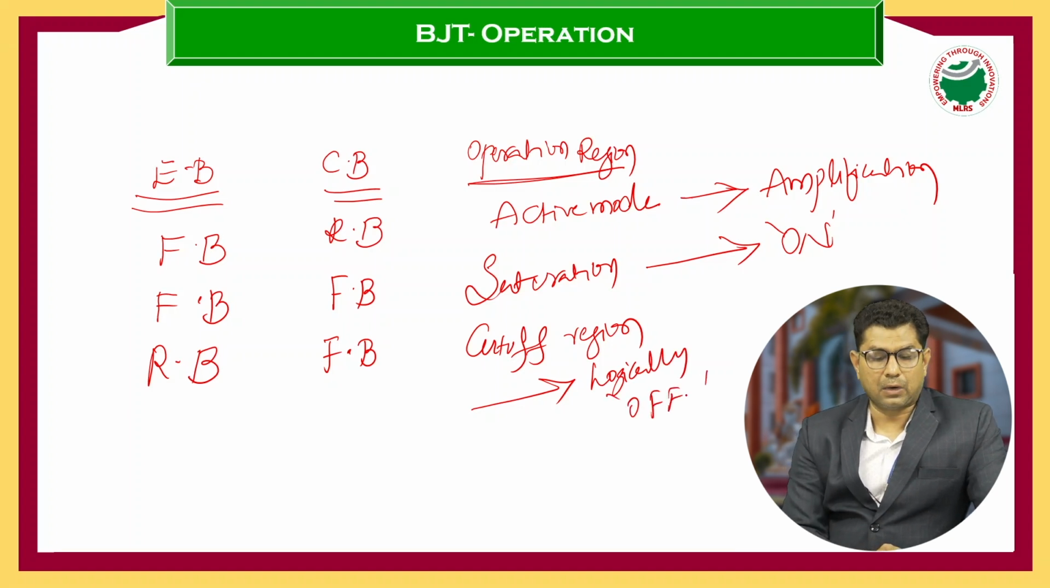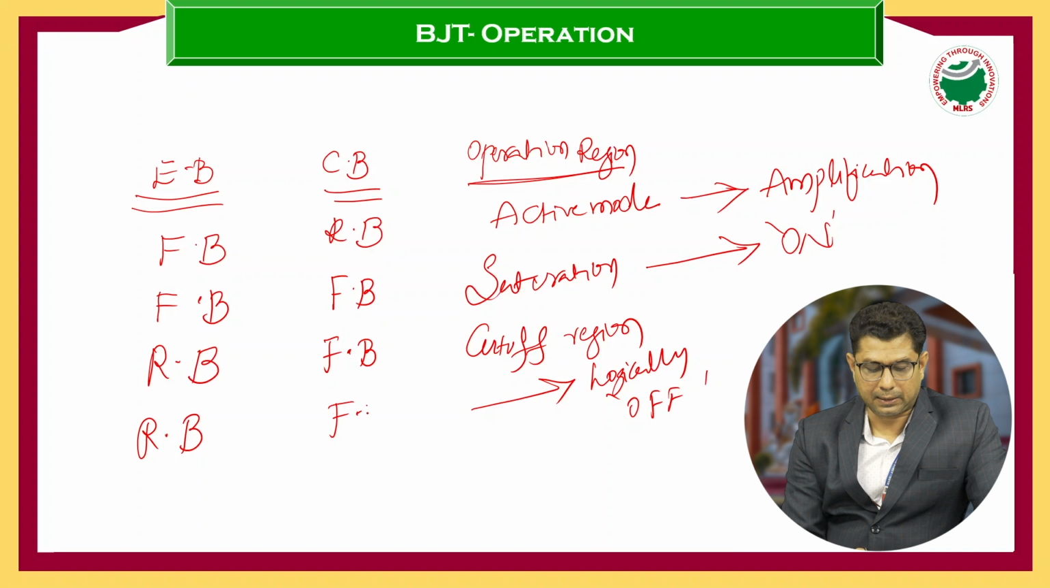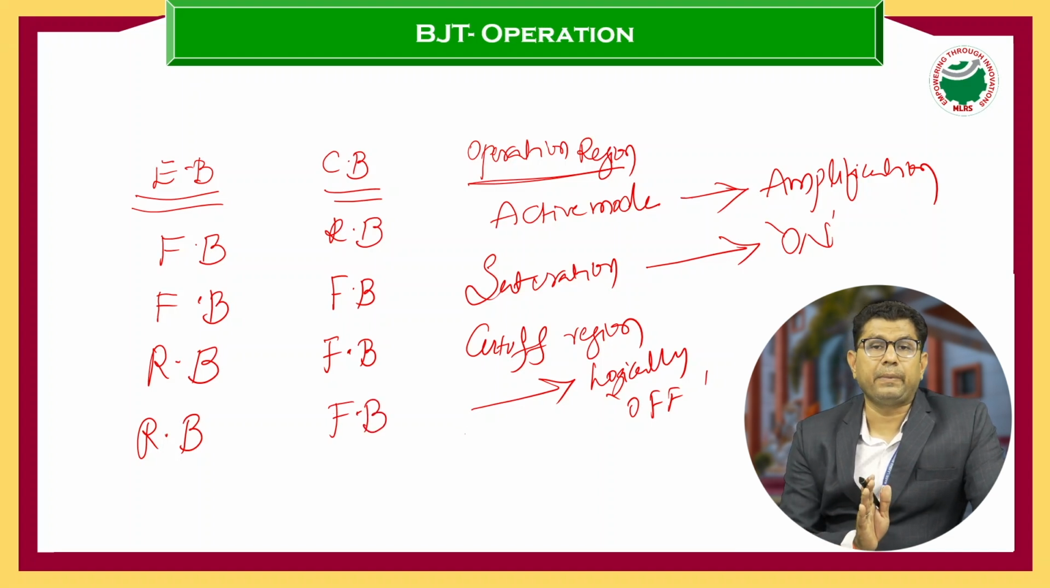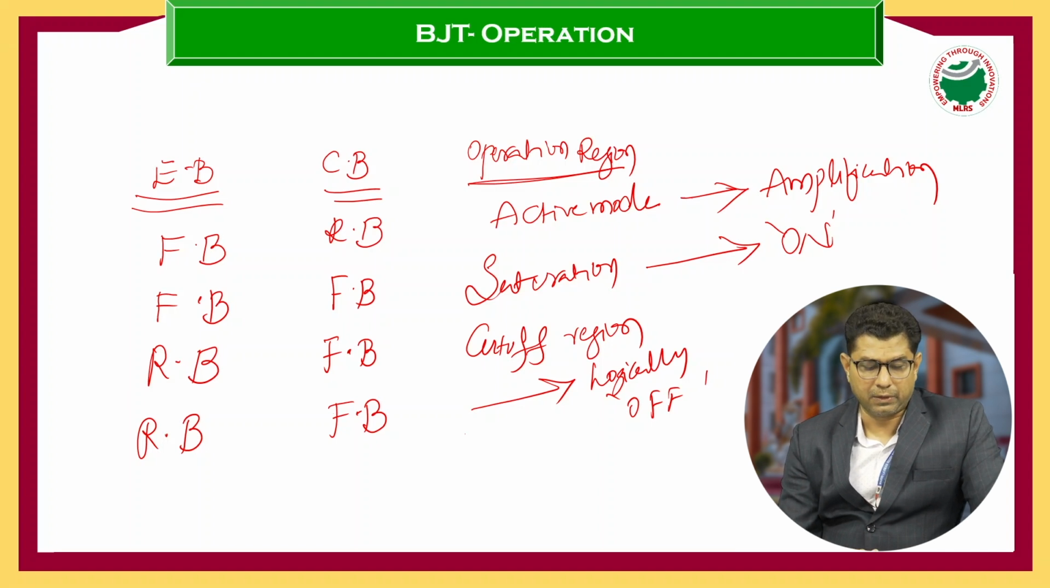The last state of operation is reverse biased emitter base junction and forward biased collector base junction. Here the collector and emitter roles are inverted, but this is a rare case that we will use in our situation. So this is about the BJT.